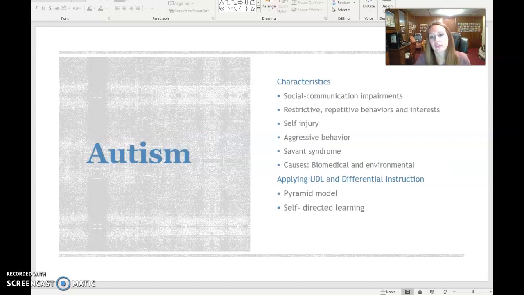Autism. Some characteristics for autism are social communication impairments. They have to have all 3 of these impairments and 2 of the restrictive, repetitive behaviors and interests. So the 3 in social are social-emotional reciprocity, nonverbal communication, and maintaining relationships. They have to have all 3 of those, and then 2 of either repetitive speech, fixation on objects, excessive or limited reaction to sensory input, or reliance on routines.